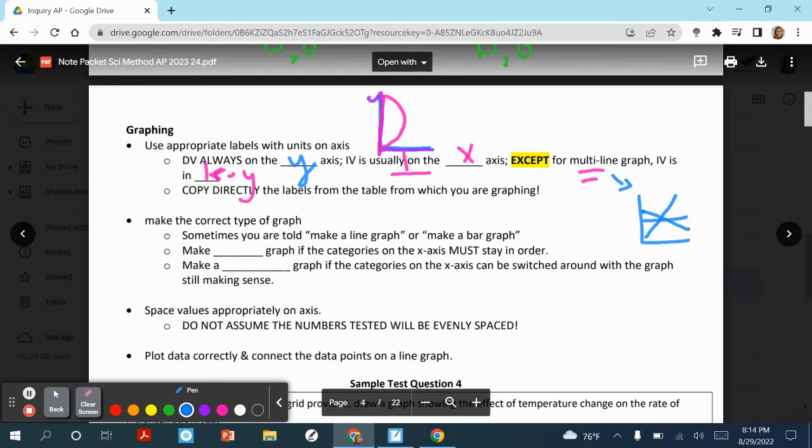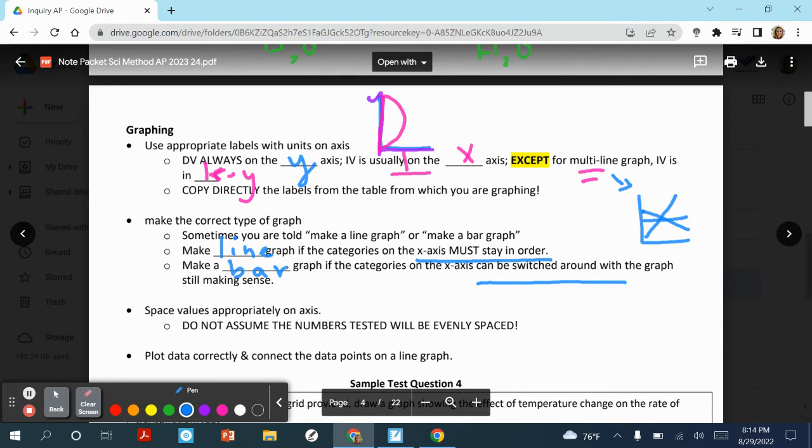Sometimes you're going to be told when you make a graph to make a line graph or a bar graph. Sometimes, though, it's going to say make an appropriate graph, and you have to determine whether to make a line graph or a bar graph. So how are you going to know when to do what? So here's the easiest way to determine whether to make a line graph or a bar graph. You're going to make a line graph if what you're putting along the x-axis needs to stay in order. I'll give you an example of that here in a second. If what is going on the x-axis can be switched around in any order and the graph is still going to make sense, then you should be making a bar graph.